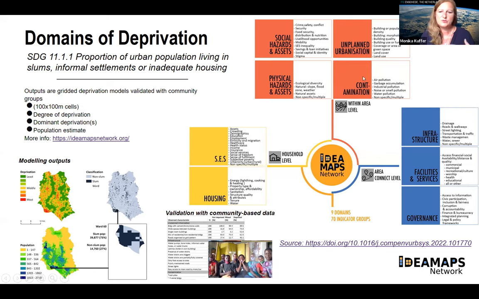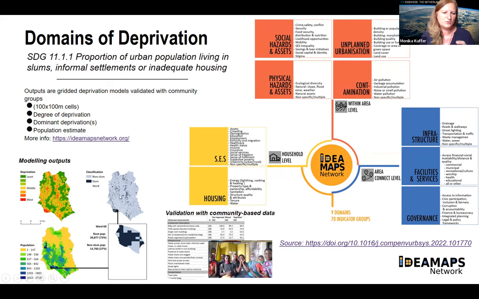And each domain, for example, contamination, is building on indicators, for example, air pollution, garbage accumulation. And indicators can be extracted sometimes with Earth observation methods, like air pollution can be extracted, for example, with Sentinel-5P data, or garbage accumulation. I will show a later example of how garbage can be mapped with Earth observation data. And they build indicators to produce an overall city level deprivation map, which you see here as an example, that maps cities from the least to the most deprived areas.